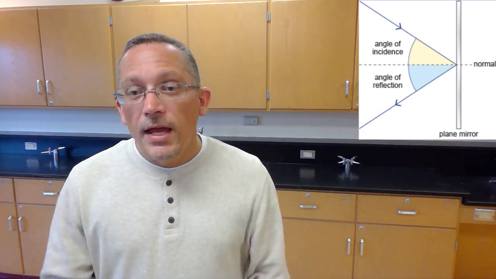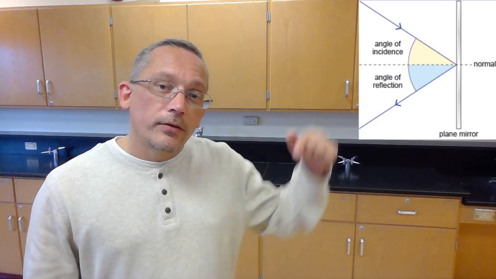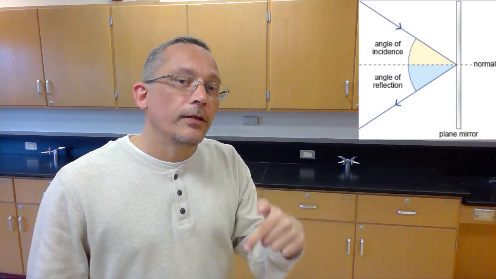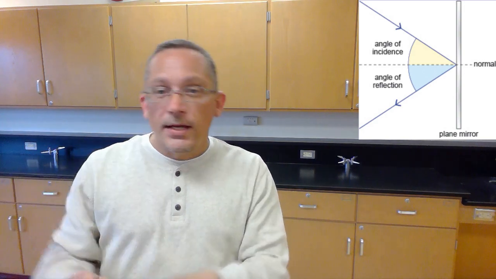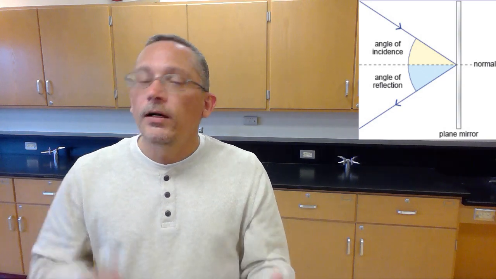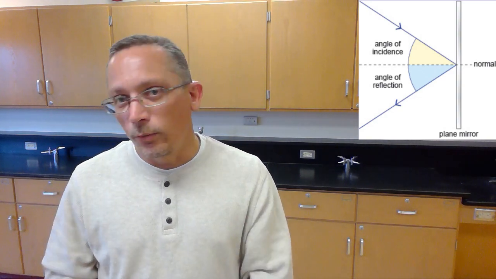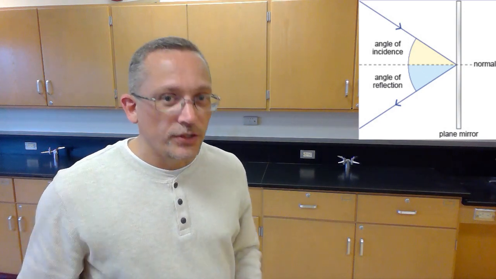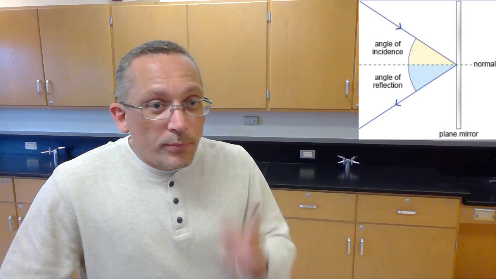So this is a normal line perpendicular to the mirror, and then we were to measure the angle that the light comes into the mirror. We call that the angle of incidence. Measure the angle between that ray and the normal line. It will reflect at the same angle on the other side of the normal line. So the angle of incidence equals the angle of reflection, right? Beyond that, there's a couple of terms that we need to be aware of.